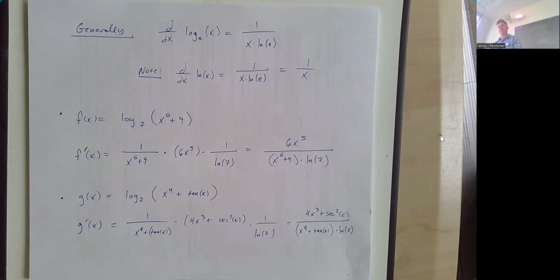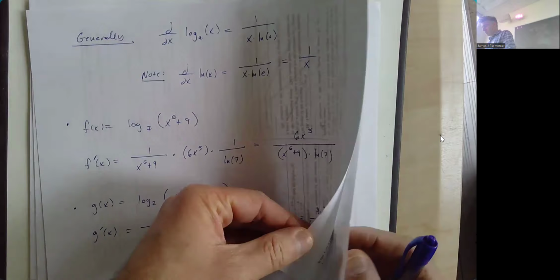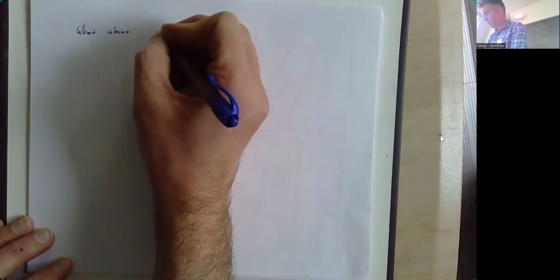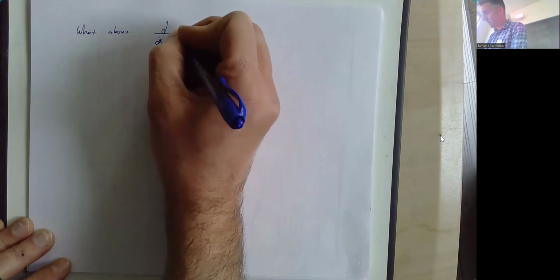All right. We asked about logarithms with different bases. What about exponential functions with different bases? Well, the good news is the pattern is very similar. And we'll discuss it as soon as we do an example. And people do this weirdly. There's a few different ways of doing this. So what about the derivative of 4 to the x?